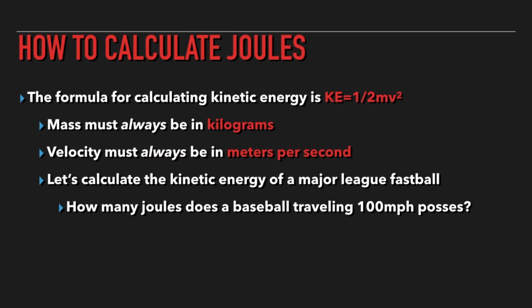So we're going to do an actual problem here. This is the formula for calculating kinetic energy. You take 1/2 times the mass of the object times the velocity squared. Now your mass has to always be in kilograms. Don't do it in grams. Don't do it in tons.